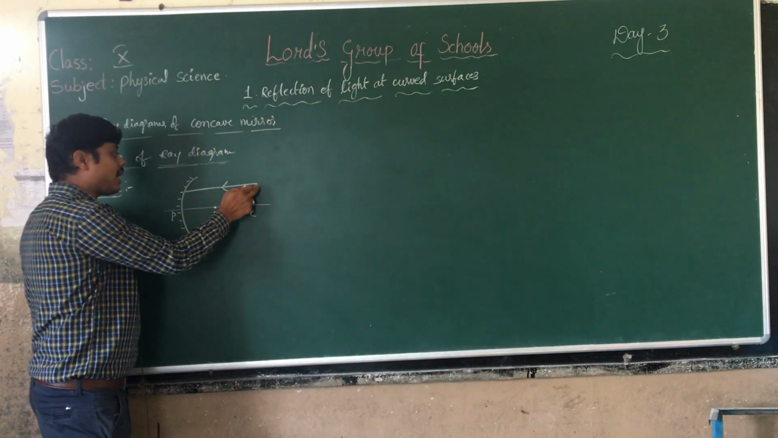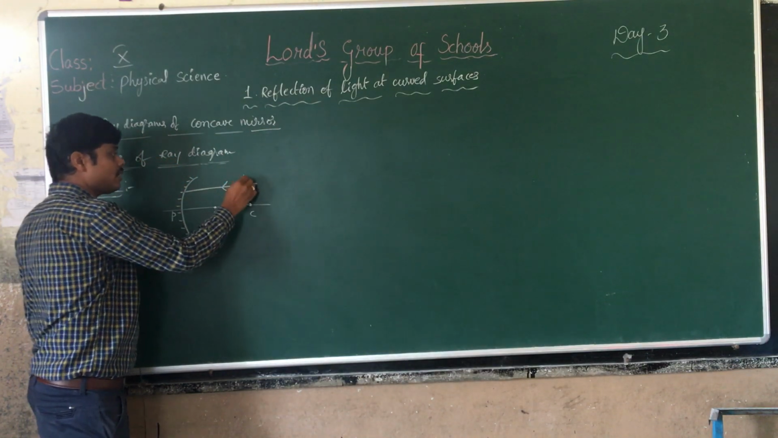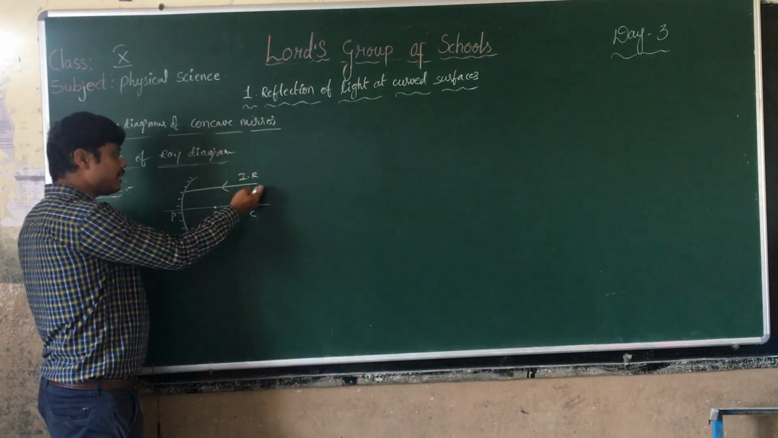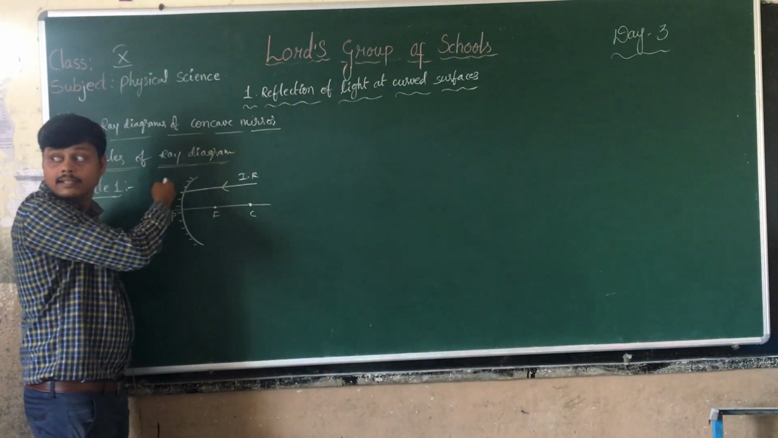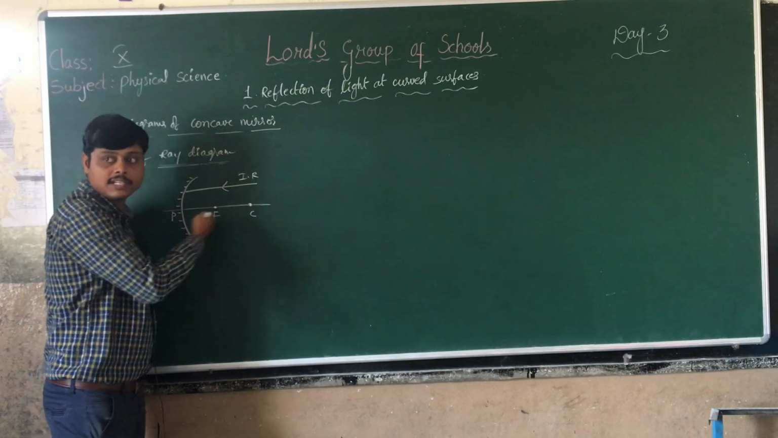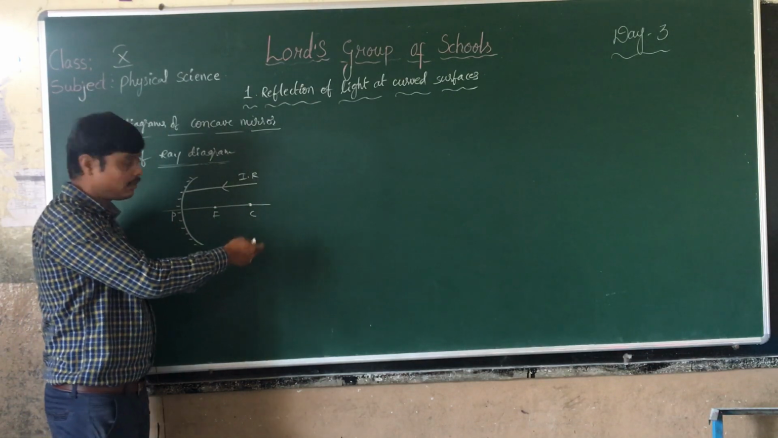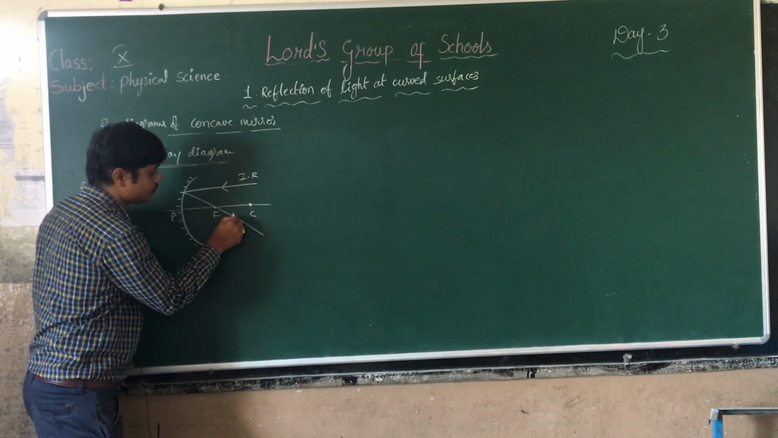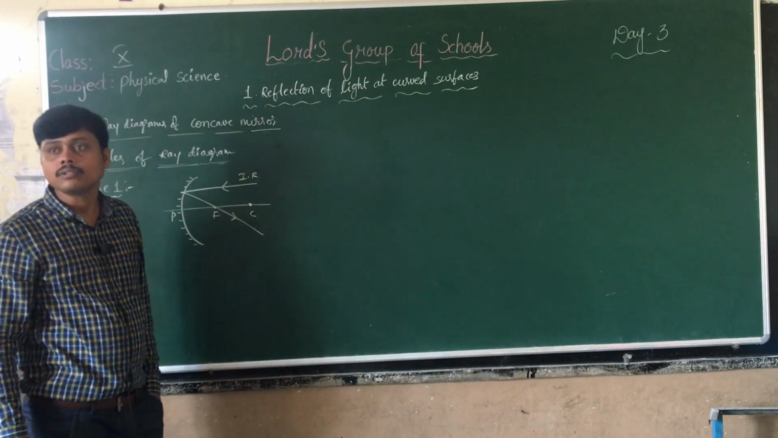So when the light ray is parallel, this is the incident ray, IR. If the incident ray is incident on the mirror parallel to principal axis, then the reflected ray will be passing through focus. The reflected ray will pass through focus.